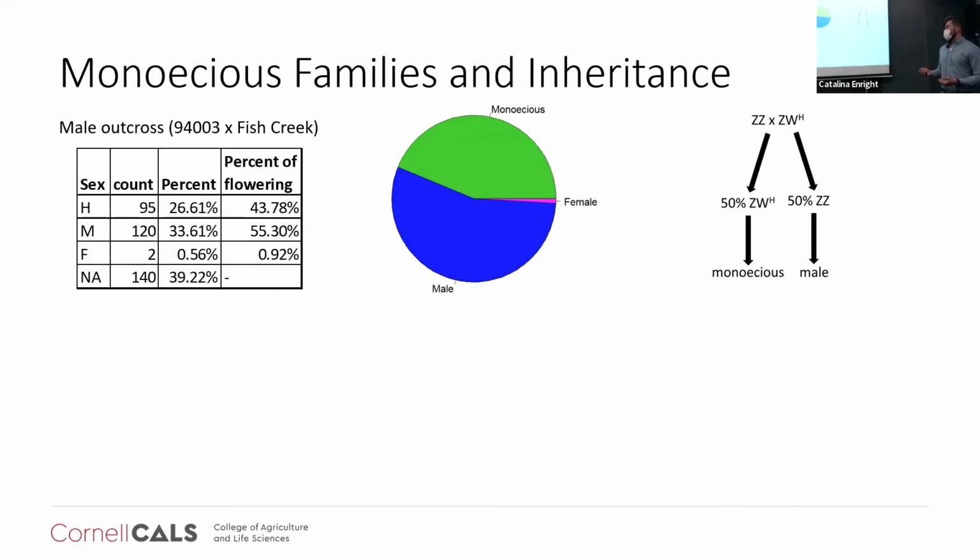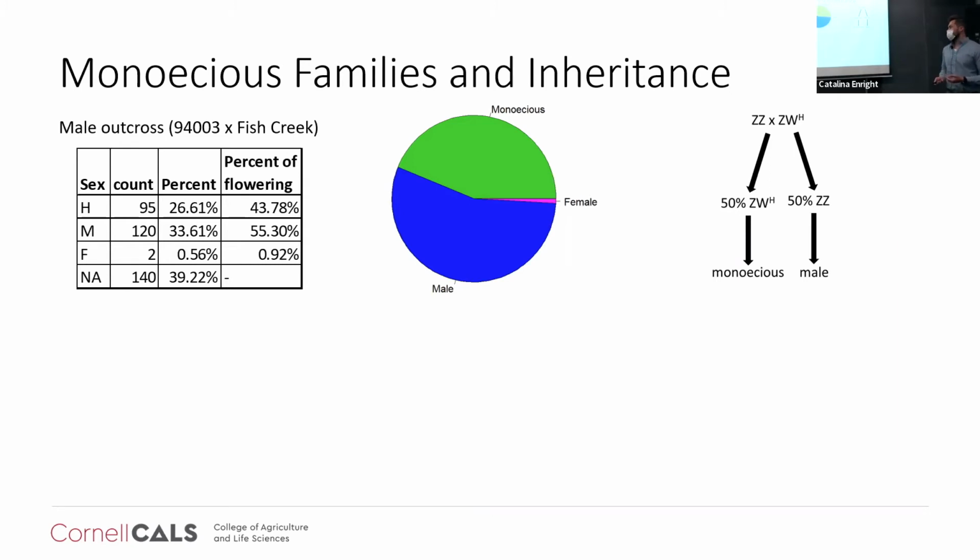So when we outcrossed it to our reference male, Fish Creek, which is ZZ, we saw about 50% male and 50% monoecious segregation in that family, which is what we'd expect if this monoecious mutation is in fact carried on 15W. Now you'll notice this is a little bit skewed towards male. Again, we only have 2 years of data on this family, and I'm almost certain that some of these males are actually monoecious, right? We only have 1 year of data, and I think as we get more years of data, it'll get closer to 50-50.